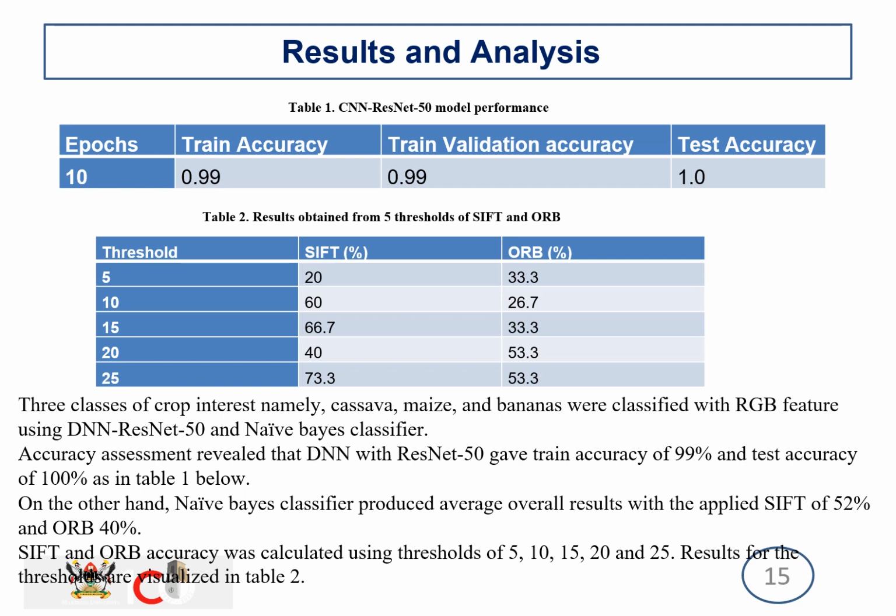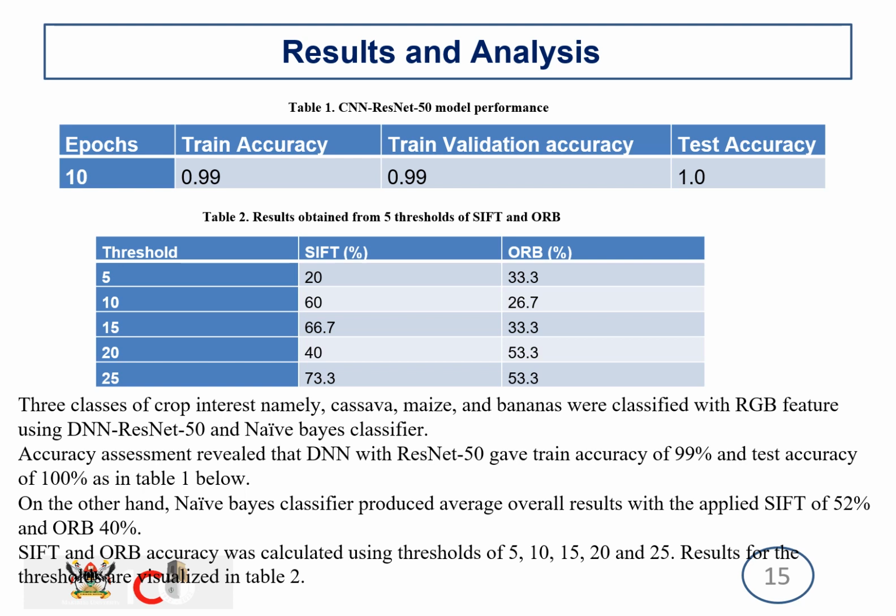Results and analysis. We find that the deep neural network, which employed the ResNet 50 convolutional neural network, performed better with the 10 epochs that we used for the model, giving us a train accuracy of 99% and a test accuracy or validation accuracy of 100%. So the model performed so well in this case.